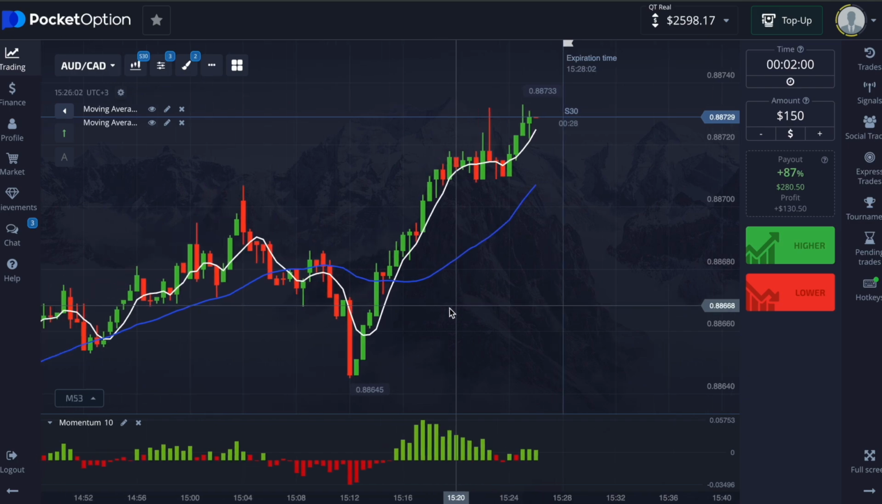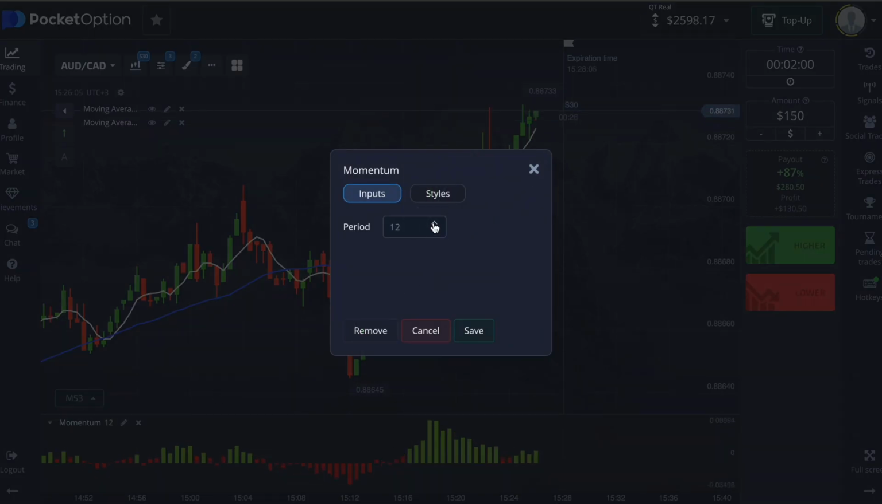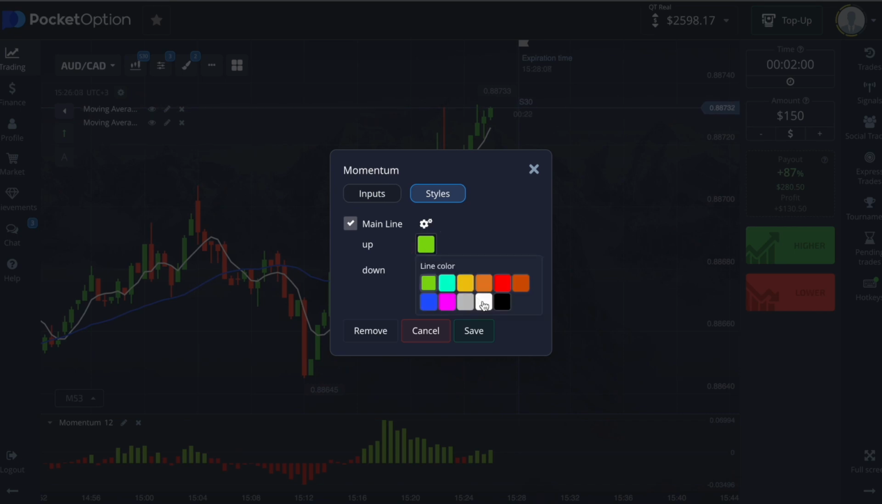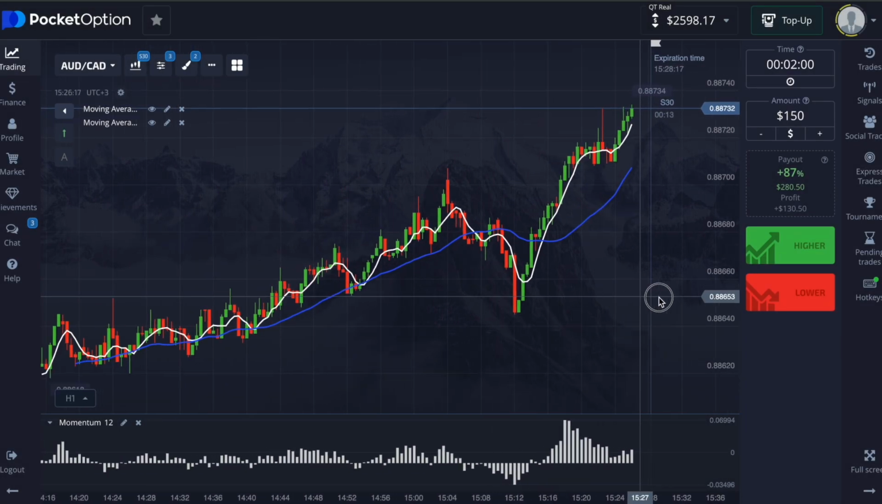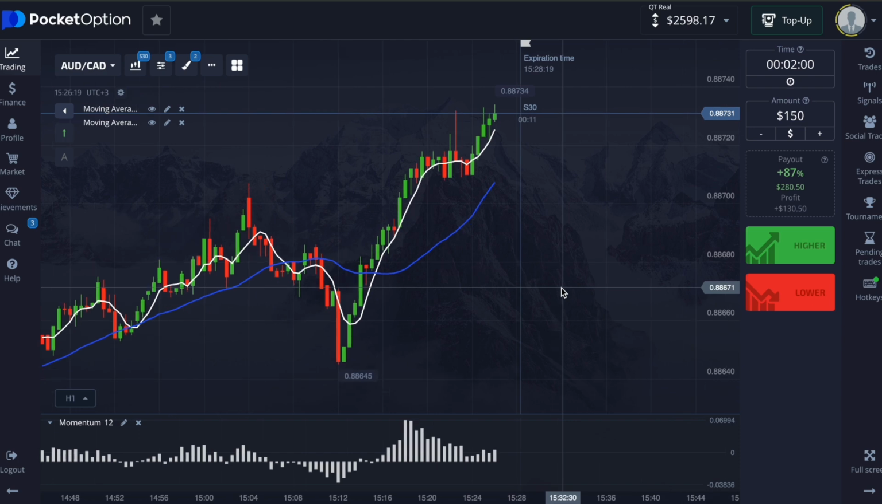Now let's set up the momentum indicator. Simply change the period to 12. In the View tab, you can choose any color to display the candlesticks in the histogram. I chose white and then save. These indicators in combination provide good signals for opening trades on short time frames.